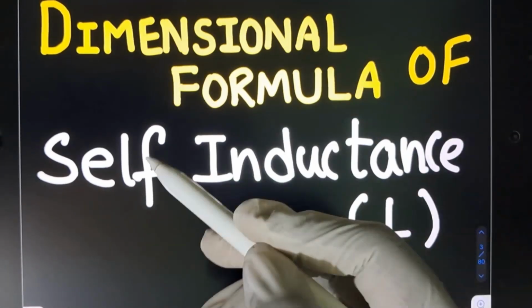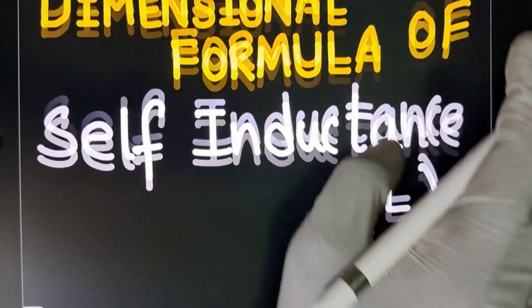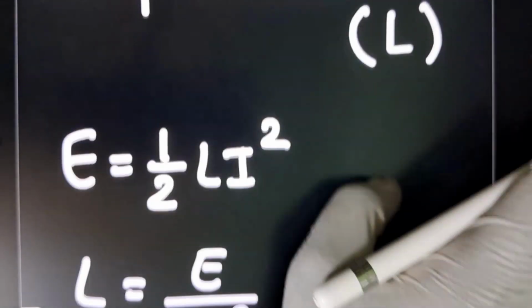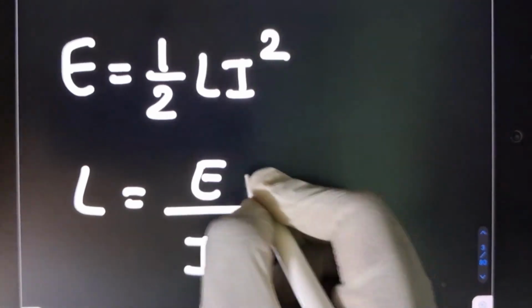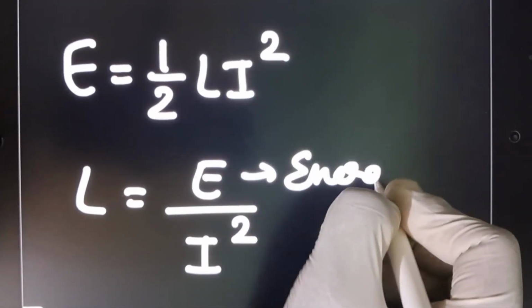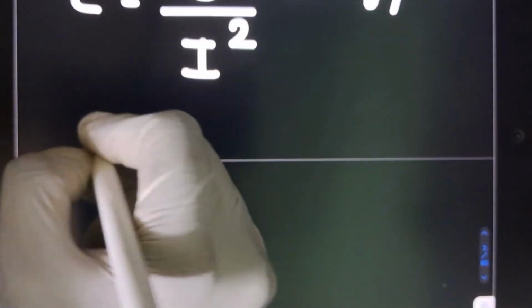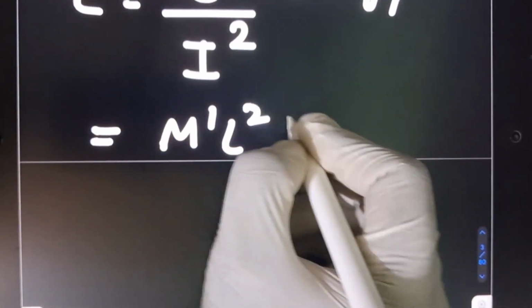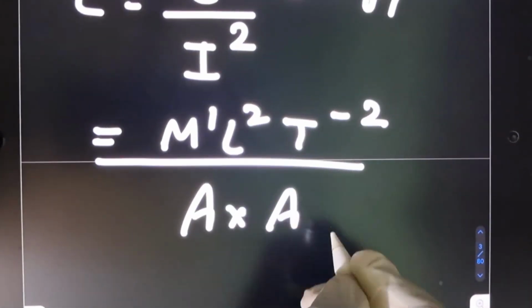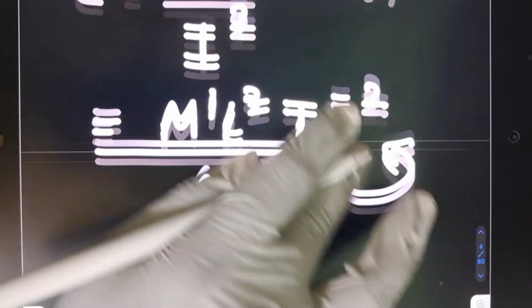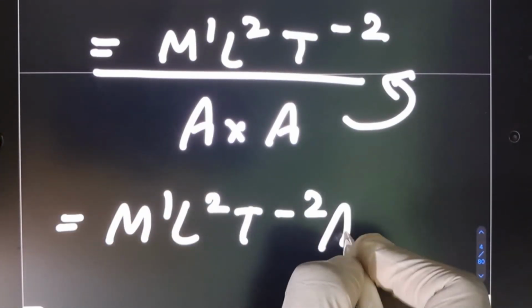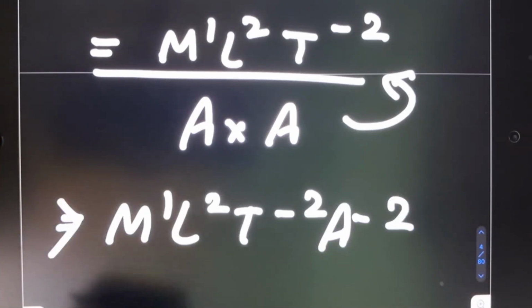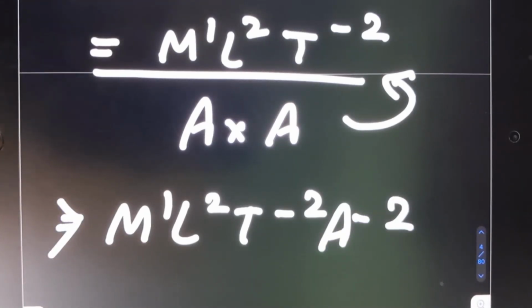To find the dimensional formula of self-inductance, denoted by the letter L, we know that E is equal to half L I square. Here L is equal to E by I square. Here E stands for energy and I stands for current. We should know the dimensional formula of energy, M^1 L^2 T^-2. Here I stands for current A, and it is squared, so A into A. On reciprocation, we get M^1 L^2 T^-2 A^-2. This is the dimensional formula of self-inductance, letter L.